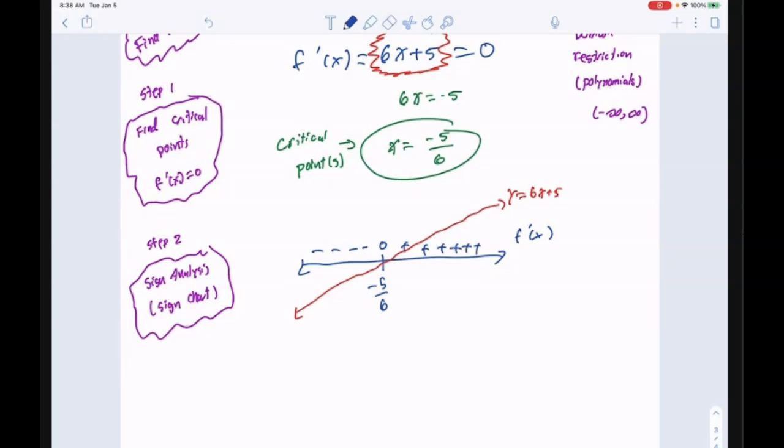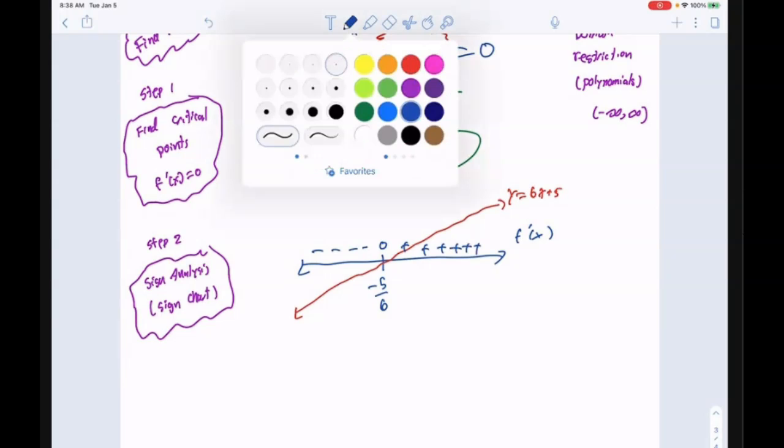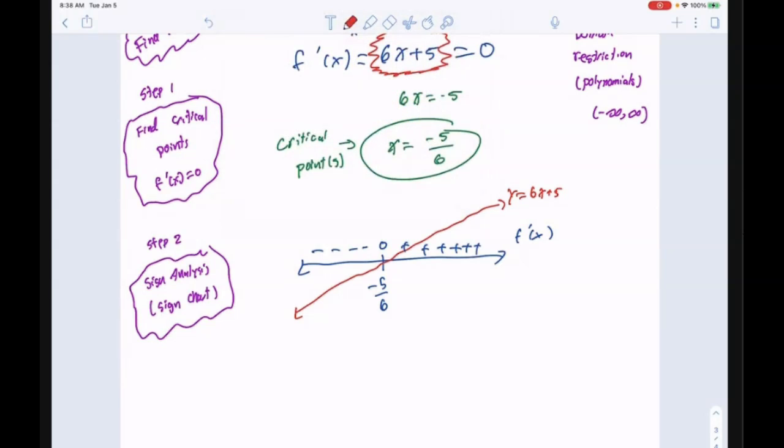Now you can see that by looking at the graph. However, maybe that doesn't work for you. We always have the option of plugging values into f prime. For example, over here, negative 1. Over here, 0. If I find f prime of negative 1, and I use that in a calculator, I get negative 6 plus 5, which is negative 1, which is negative, which means that entire interval has to be negative.